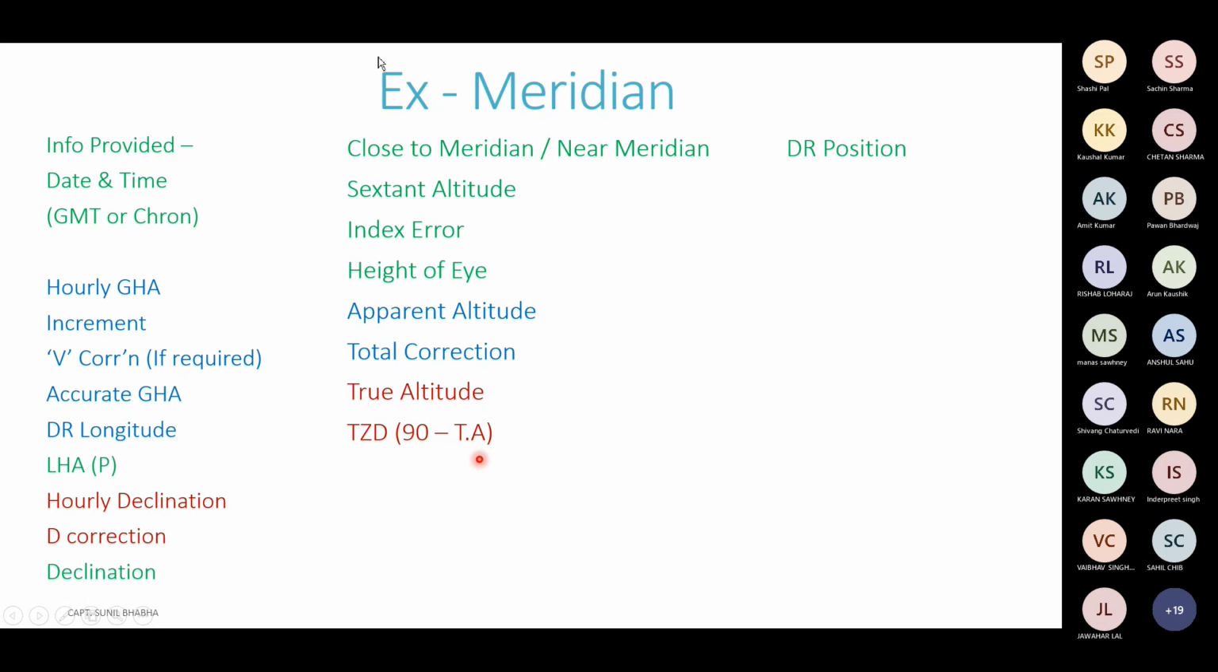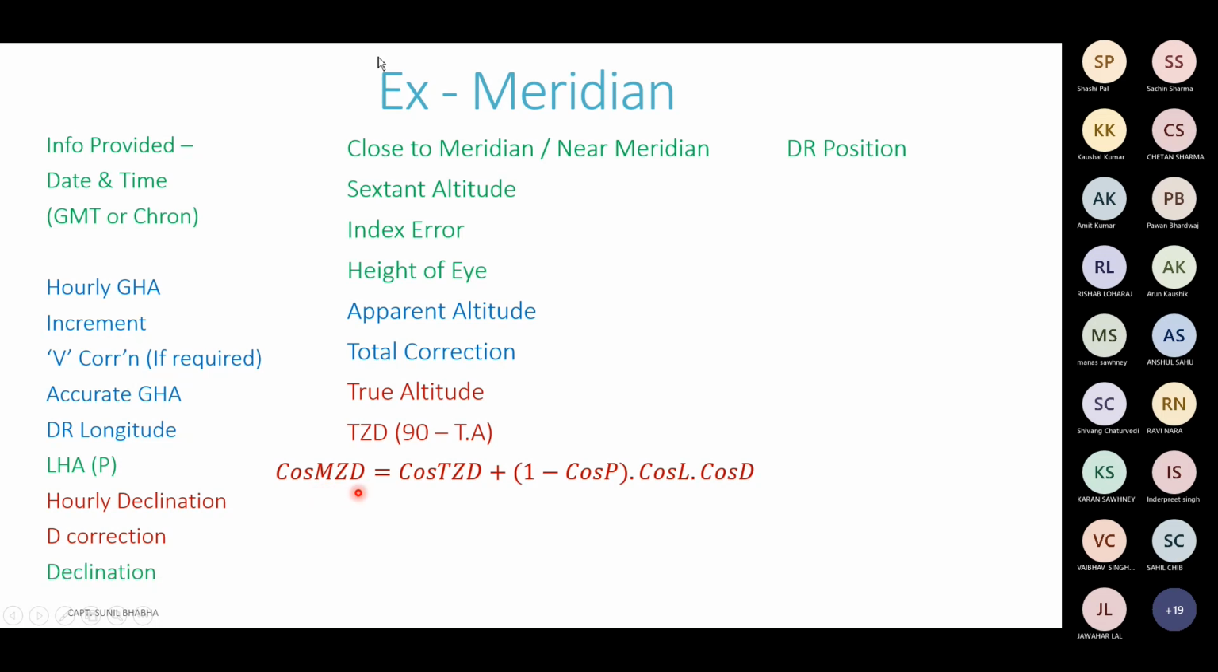So once you have calculated up to here, you are ready to go into the intercept formula. Let's see the intercept formula. The formula is cos MZD is equal to cos TZD plus 1 minus cos P into cos latitude into cos declination. Now let us understand the terms one by one. The first term which you see is the meridional zenith distance, that is the MZD.